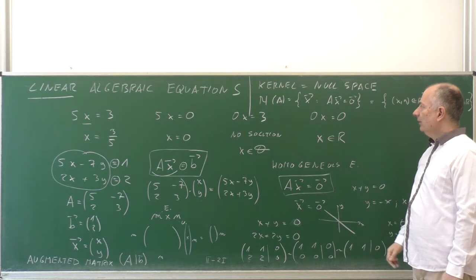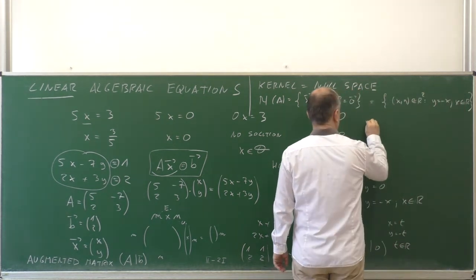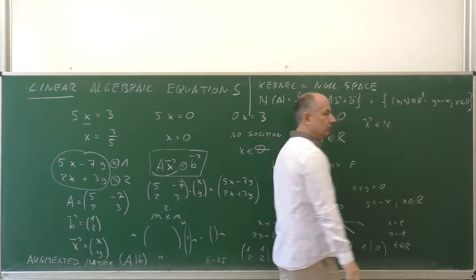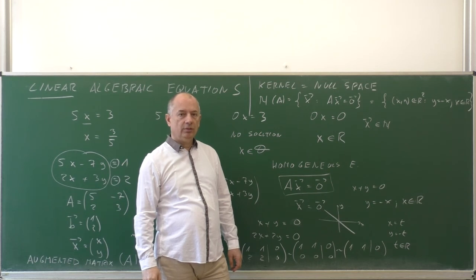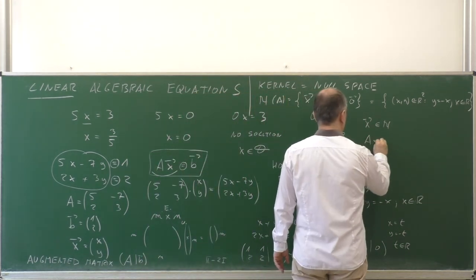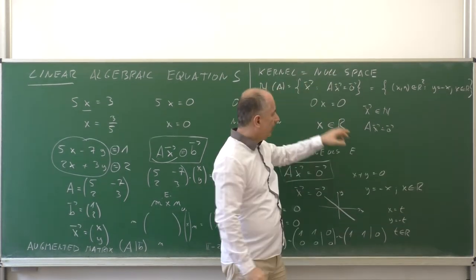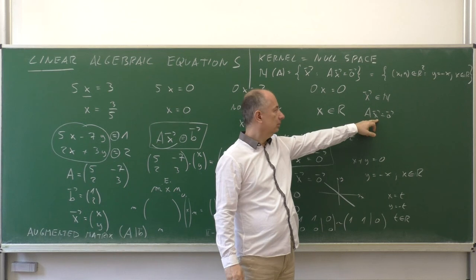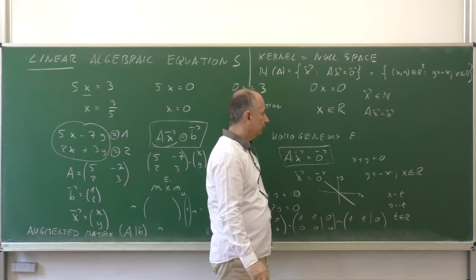And this set has one important property. If x is in the null space, then any multiple of this vector is in the null space as well. Because if Ax is 0, then if you multiply the vector x with any scalar, with any number, then it still satisfies this equation.